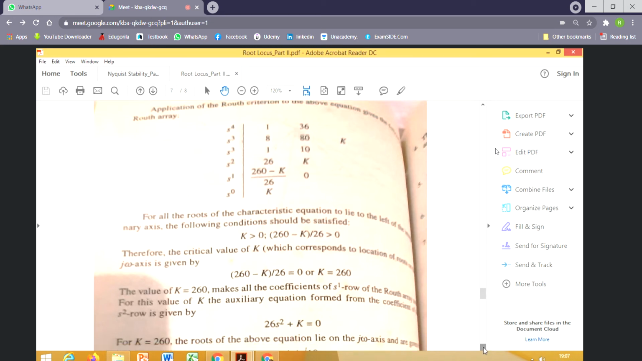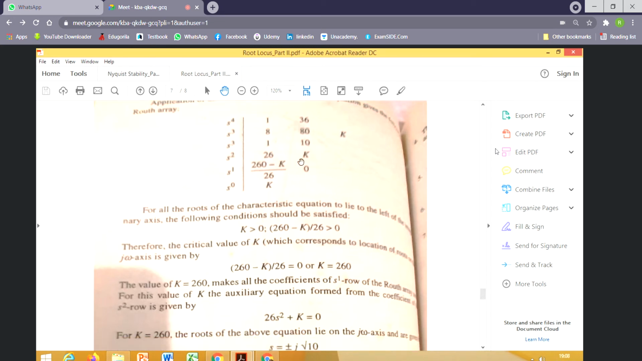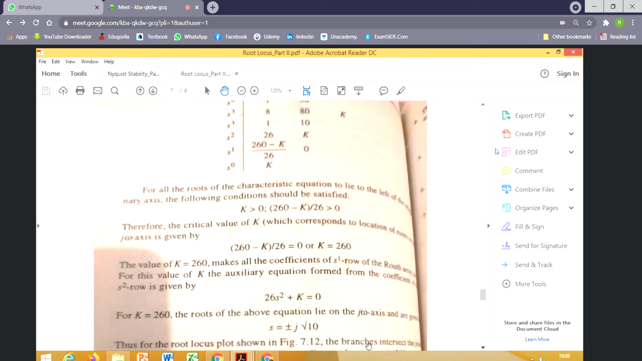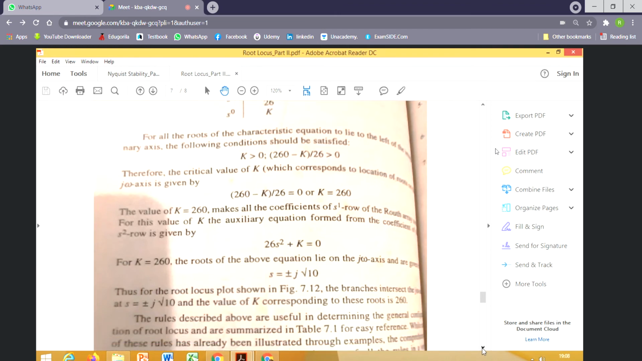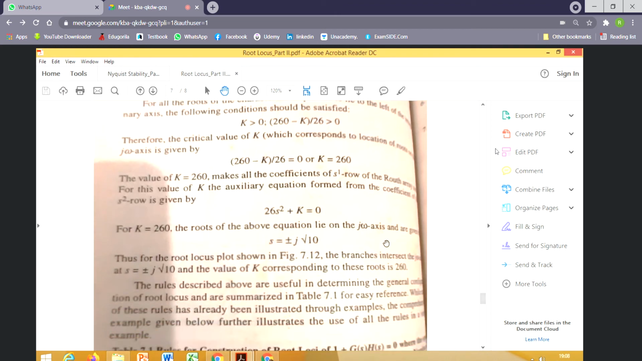So accordingly, with these coefficients, we can form the auxiliary equation, and in the limiting condition, we know that the value of gain k is 260. Hence, the auxiliary equation is 26 s square plus k, where k is 260. The roots of the above equation lie on the j omega axis, and the roots are s equal to plus minus j root 10.